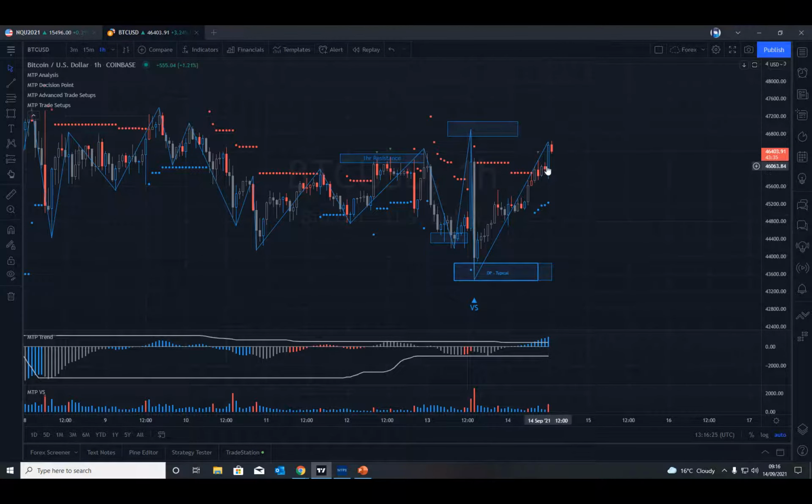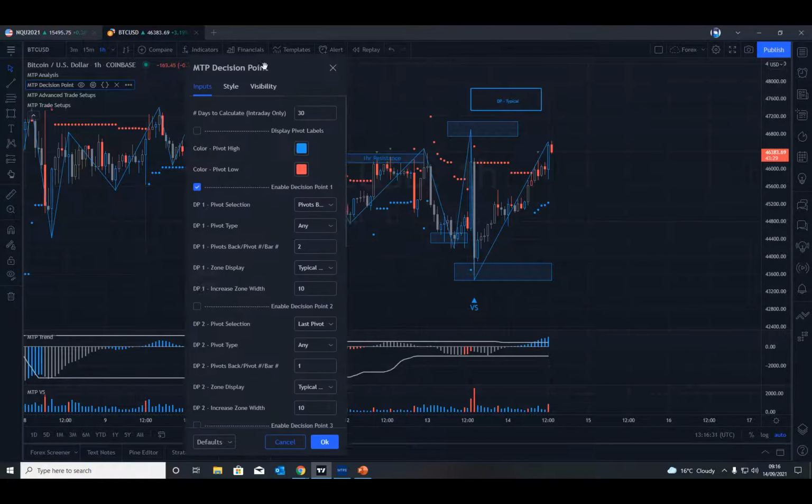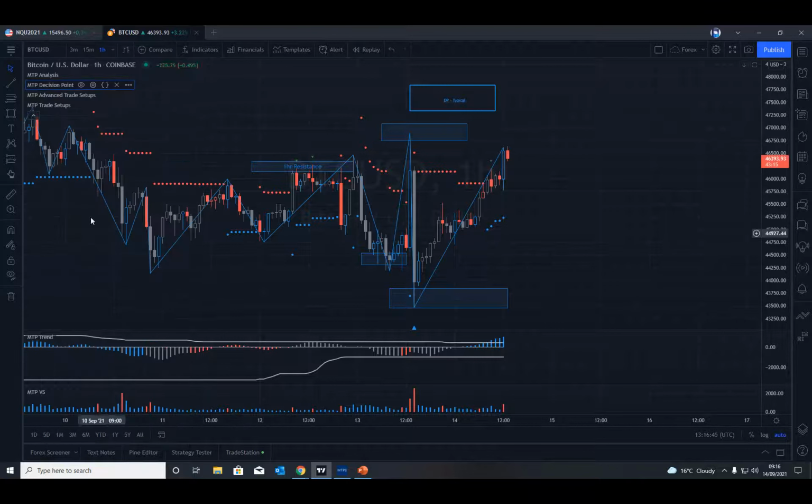So now, where would the next resistance area be? Well, let's go 2 pivots back. We're now taking a DP off this high. This would be an area of resistance. You see the market hasn't got here. So on the short time frame, we wouldn't be looking for any sell setups in here. We'd be looking for buy setups. That would then be our next 15-minute resistance area.